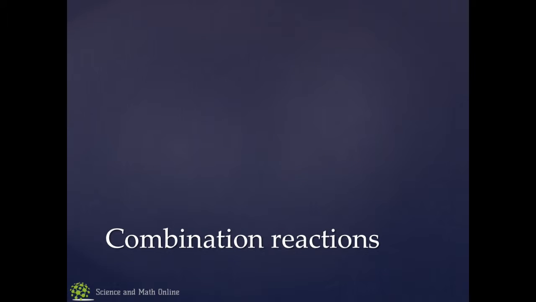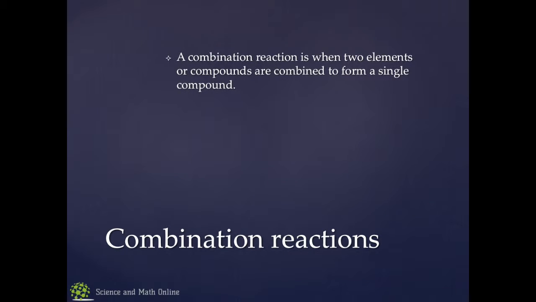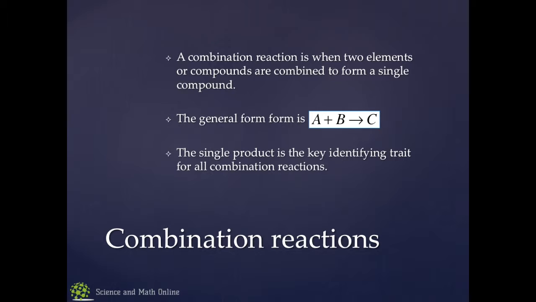All right, so combination reactions, we'll start there. As the name implies, it's when you combine things. So you're going to take two elements or compounds, and combine them to make one thing. The general form is A plus B goes to C. They're really easy to spot because they're the only type of reaction that has one product. So you take A and B, combine them together, you get C. That's a combination reaction.